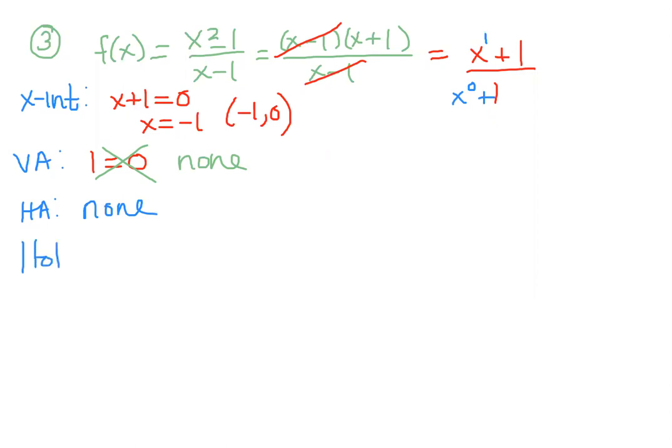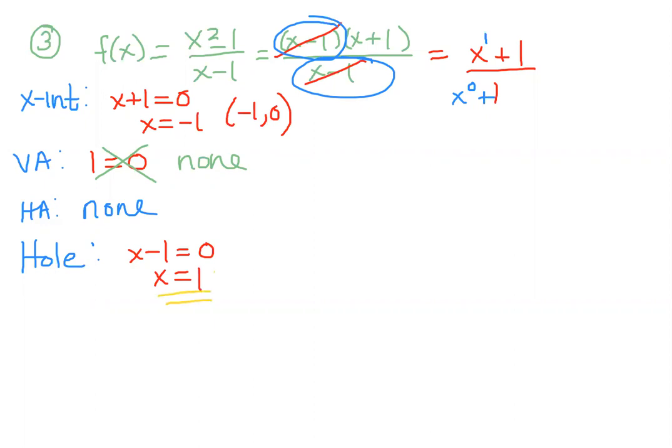Now we're going to get into a hole. When you cross off something like this, that's where you get your hole. So you're going to take the thing that you crossed off, which was x minus 1, and set that equal to 0, and you're going to get x equals 1. That is the x coordinate of the hole.